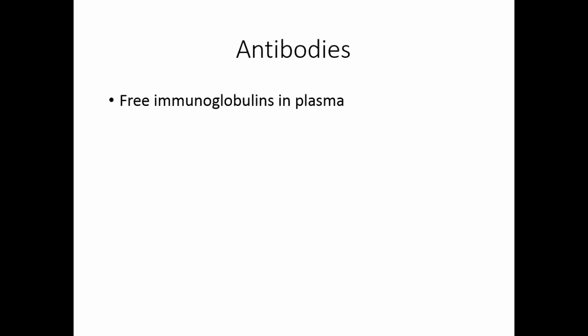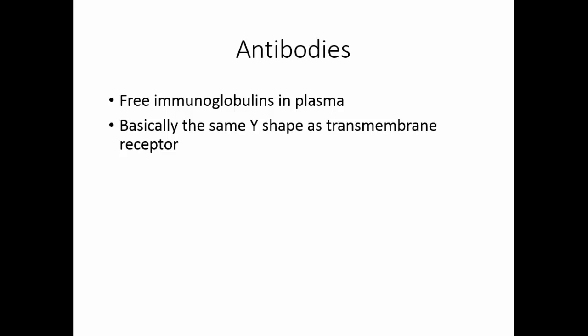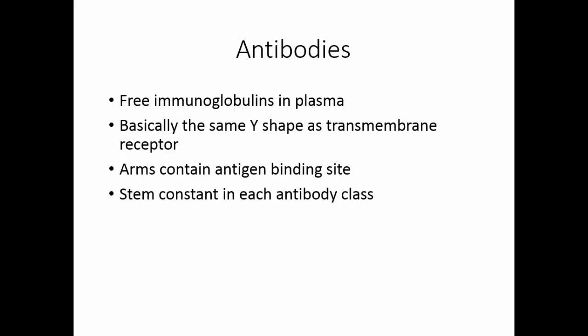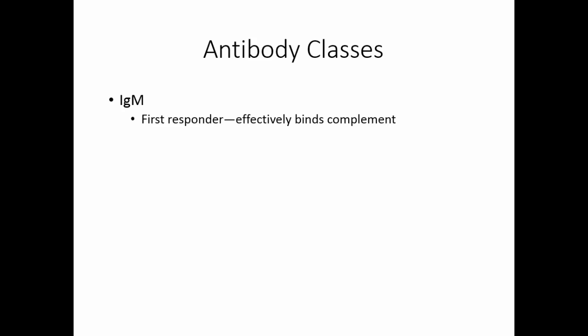Antibodies are free immunoglobulins that circulate in the plasma. Basically, they have the same Y shape as the transmembrane receptor. The arms contain the antigen binding site. The stem is constant in each antibody class, and we have 5 antibody classes: IgA, IgM, IgE, IgD, and IgG. IgM is the first responder.